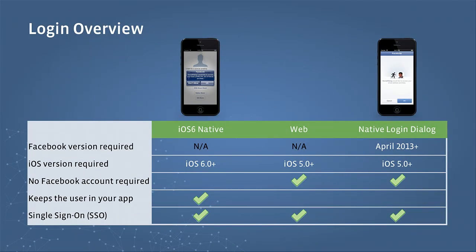So just a quick overview of login. There are basically 3 options. I've covered 2 of them. The first one is the iOS 6 native, where the dialog box pops up. We've all seen that before. The other one is the new native login dialog. The ultimate fallback to all this is just the web login to Facebook. And you can see here that they have different requirements of which iOS version they support. But the biggest one is if the Facebook account is configured on iOS 6 and higher, we will default to the native iOS dialog experience.